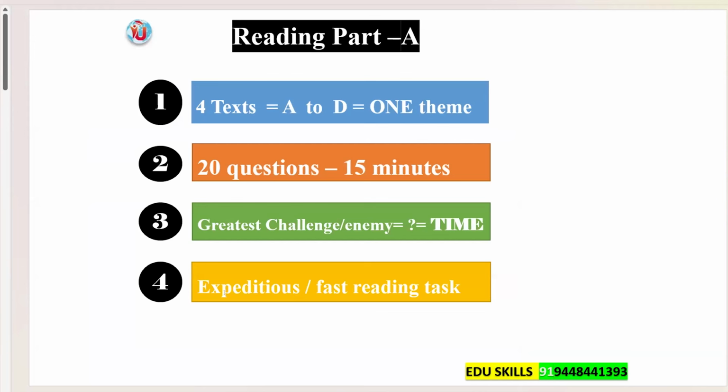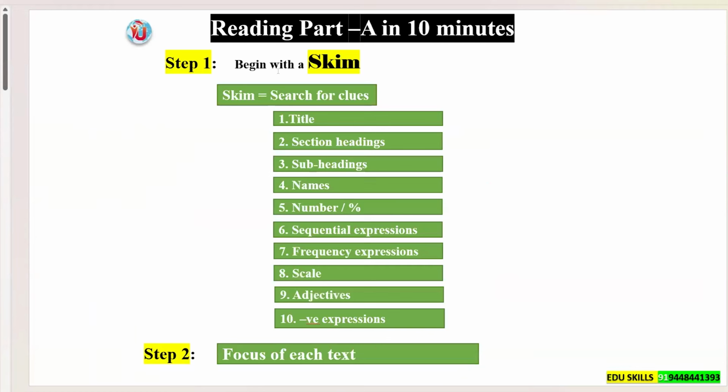Then the fourth one is the expeditious or fast reading task. Because we are getting only 15 minutes and we don't get time to read the texts completely, we'll just read fast. That means we'll just skim the text. I told you we'll begin with the skim. So what do you need to skim for? Skim for the clues. So what are the clues? That means title, section headings, subheadings, names, numbers or percentages, sequential expressions, frequency expressions, scale, adjectives, and negative expressions.